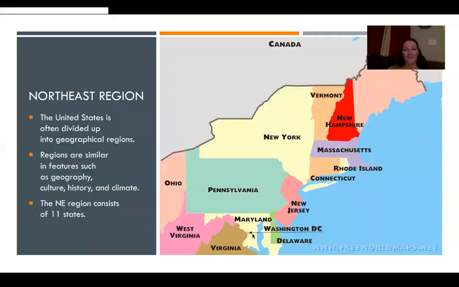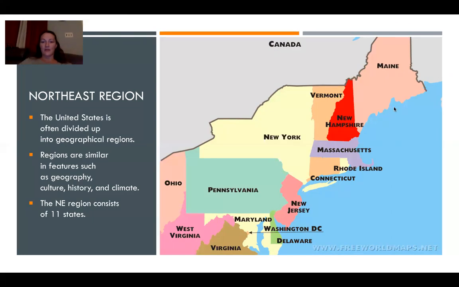Okay, here we go. So, just to review, here is the Northeast region of the U.S. It borders the Canadian border here. This is not part of the U.S., this is Canada, and also borders the Atlantic Ocean on the furthest east side. There are 11 states that make up this region, and remember, a region is an area that has similar features to itself, like its geography, the culture, history, and climates.